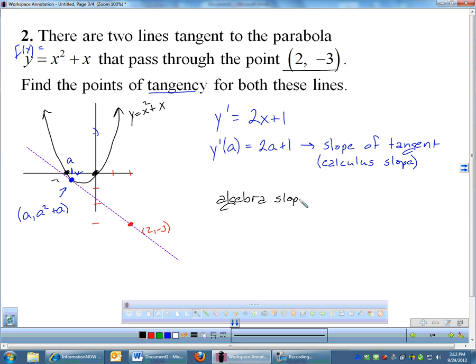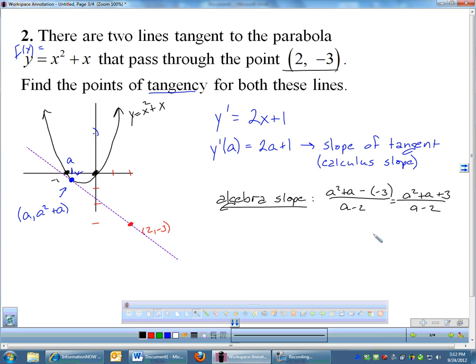How did you find slope in algebra? That's right. It was your y-coordinate minus the y-coordinate, which in this case is going to be A squared plus A minus this y-coordinate, negative 3, over my x-coordinate A minus my x-coordinate 2. So that cleans up to A squared plus A plus 3 all over A minus 2.